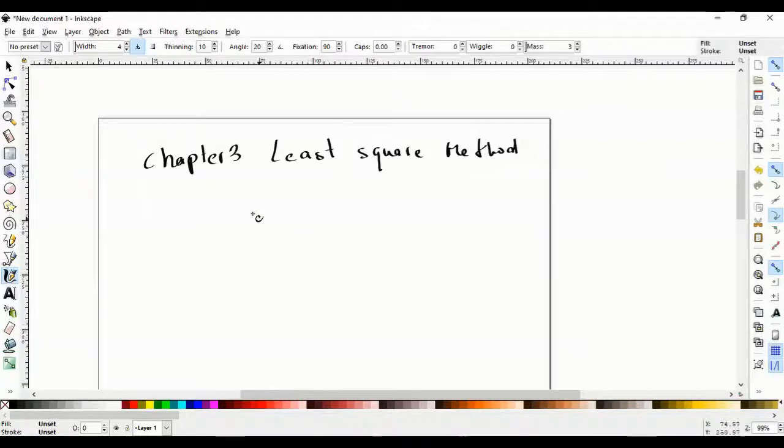So this chapter is about the least square methods. I'm Tashao. So we'll start with an introduction to the least square method.